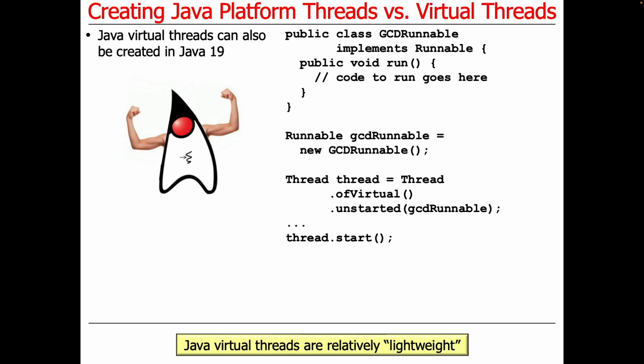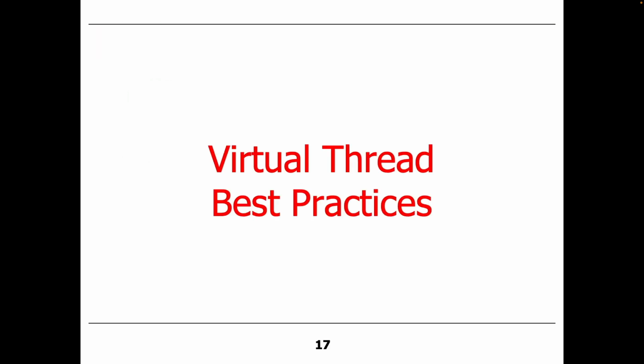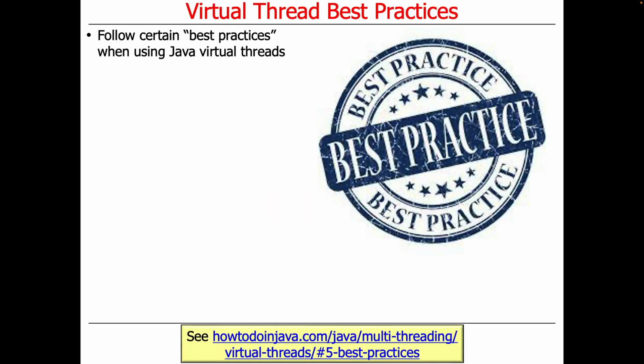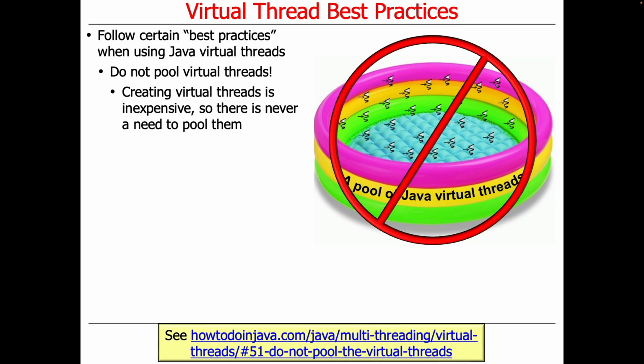And we will see an example of creating oodles of Java virtual threads here momentarily. So let's talk a little bit about some best practices to apply when you use Java virtual threads. Some of the things to think about are talked about in this article, so I recommend you take a look at this. It lists a bunch of best practices for using virtual threads. Probably the most important one to remember is do not pool virtual threads.